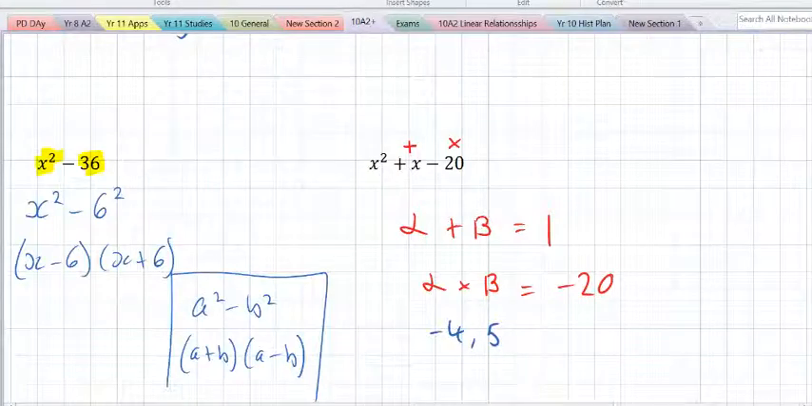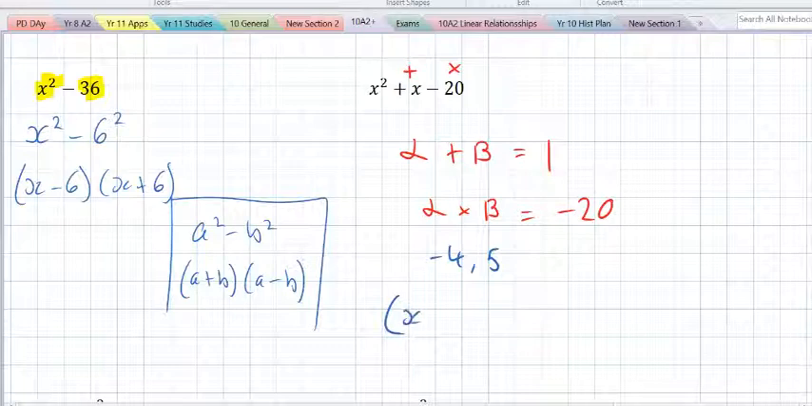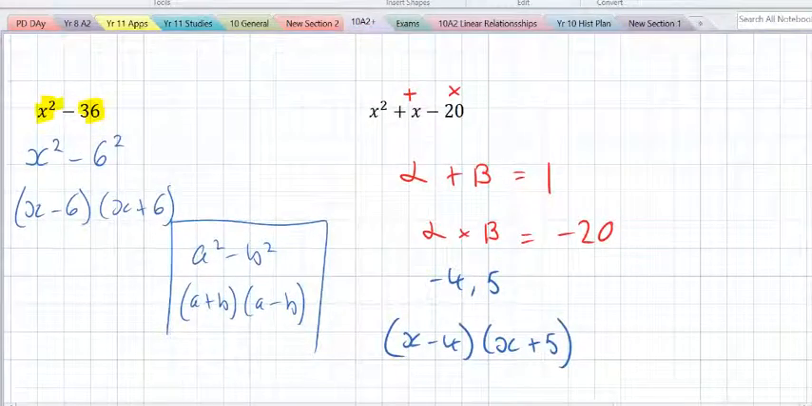Okay, and that means we can split the brackets into x take 4, x plus 5. Because if you expand it, negative 4x plus 5x gets you x. Exactly.